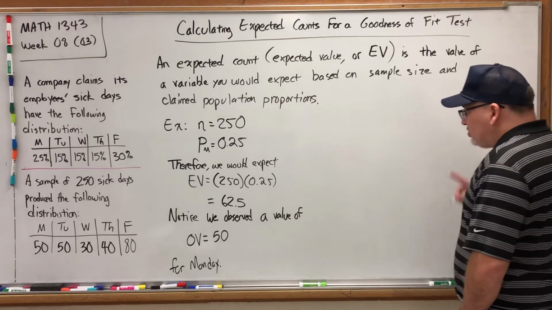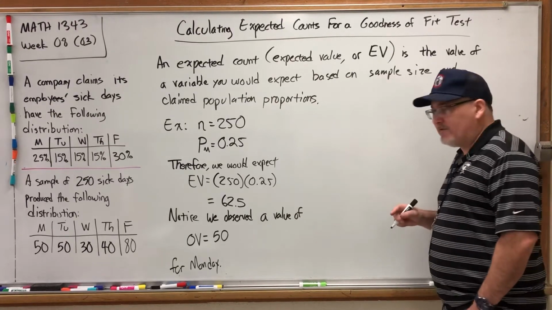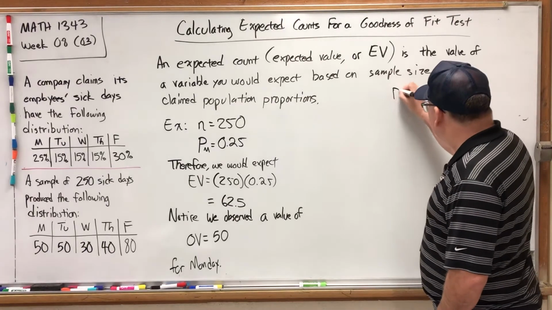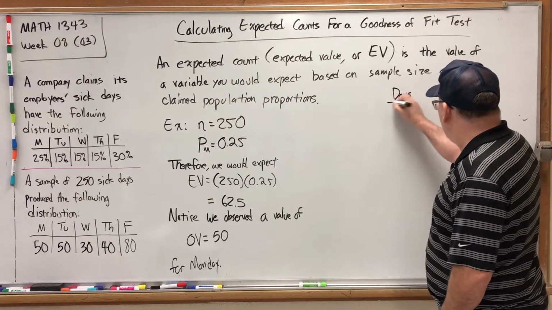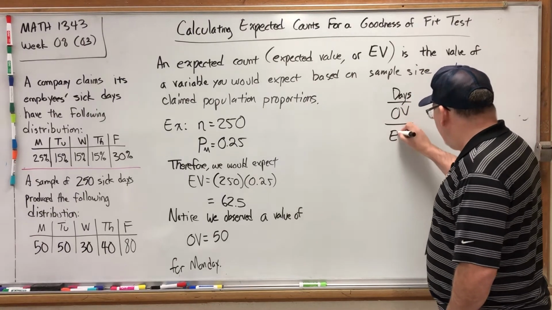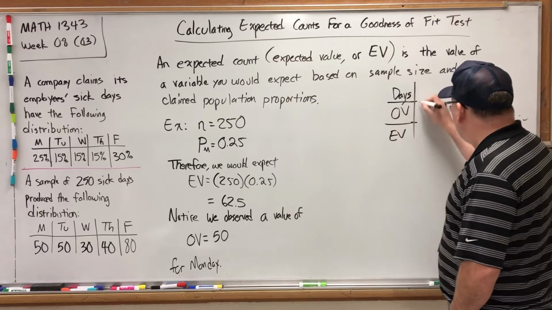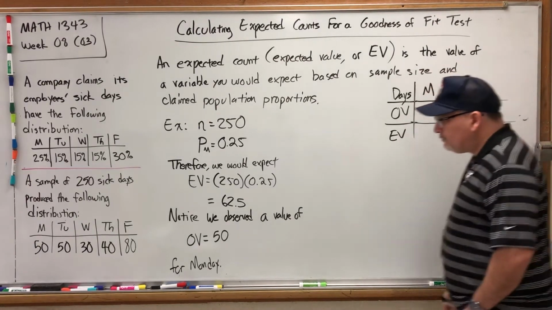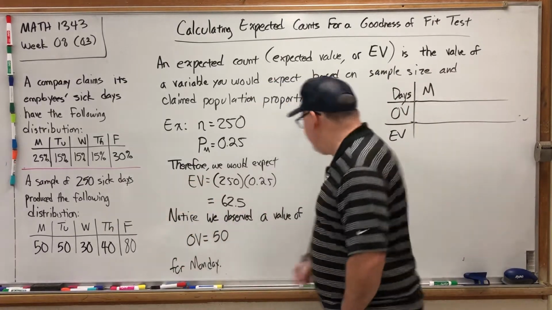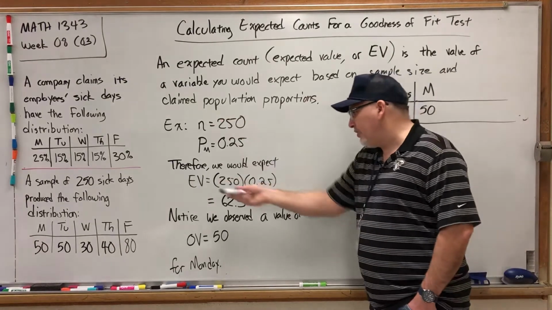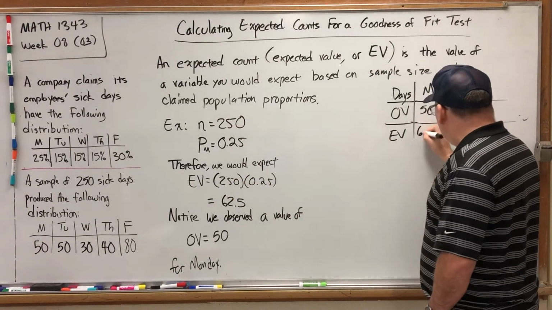So let's go ahead and start a table, and we're also going to create a very simple formula. Our table is going to consist of days, observed values, and expected values. On Monday, we observed 50. But according to our population claim, we would have expected 62.5.